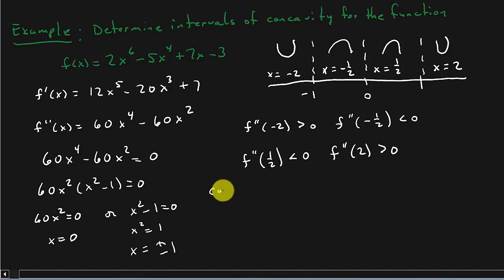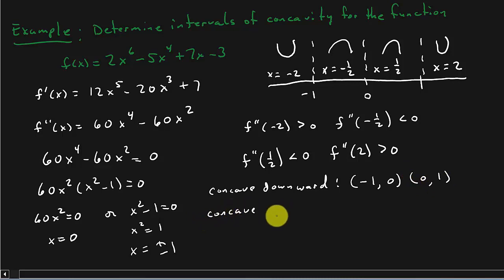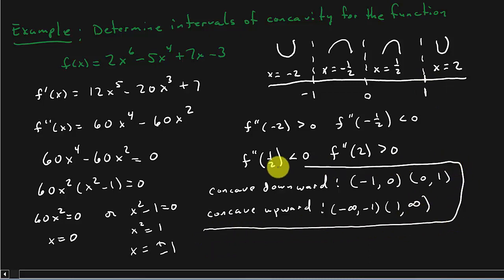So here you go. We've got concave downward from -1 to 0 and 0 to 1, and then concave upward from -infinity to -1 and 1 to infinity. That would be, see if I can get this, that would be a 1 right there. And so these are the intervals of concavity. This is where it's concave up and concave down.